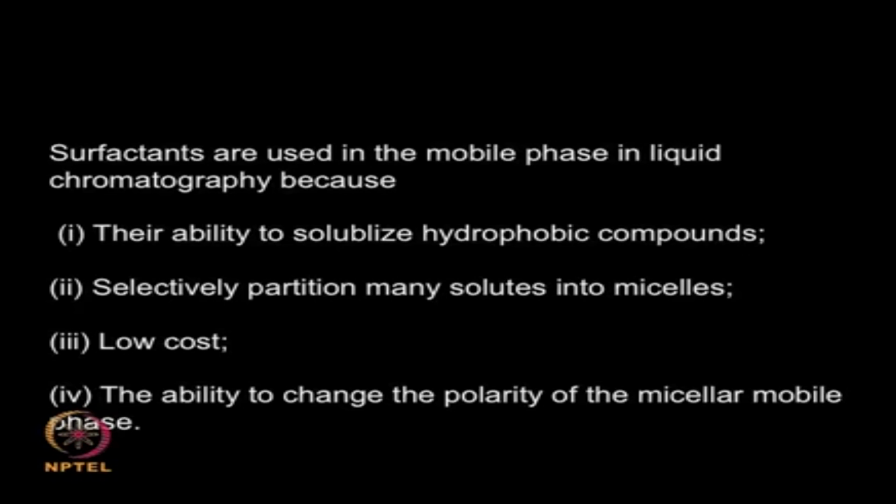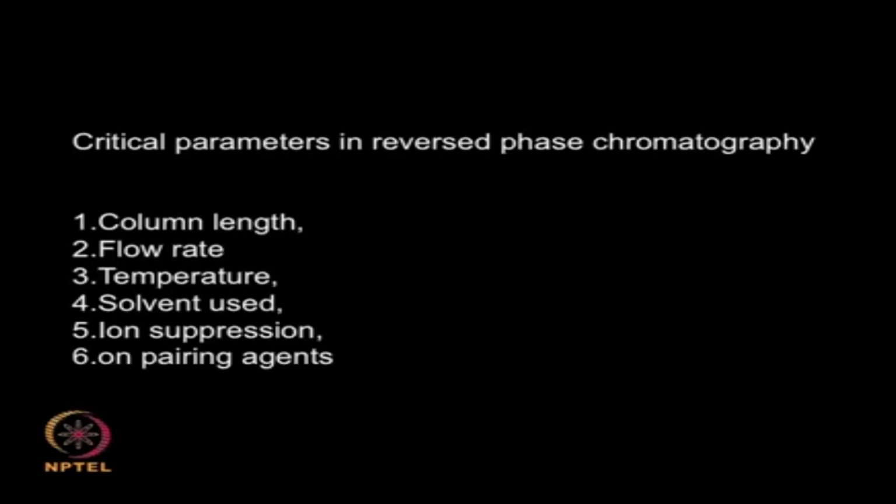Sometimes surfactants are also used in the mobile phase in liquid chromatography because they are very good in solubilizing hydrophobic compounds. They can help in partitioning many solutes into micelles. They are very low cost. They can also change the polarity of the mobile phase, depending upon the type of surfactants we use. So that is why surfactants are also used in liquid chromatography systems and they have quite a good advantage.